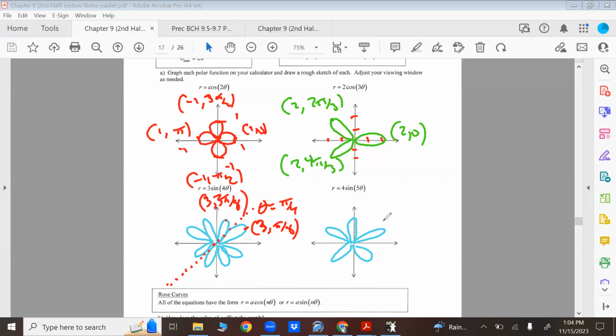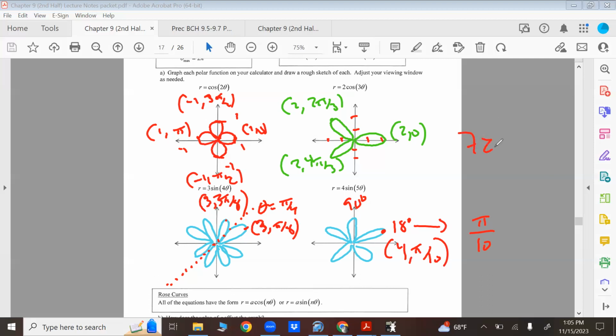And then here, remember we said that this is 18 degrees, right? And that was 90 degrees. We'll convert that to radians. That's going to be pi over 10, right? Because pi radians is 180 degrees. So if you have 18 degrees, that's pi over 10. So the point here will be 4 comma pi over 10.